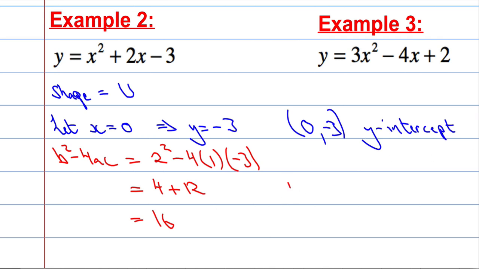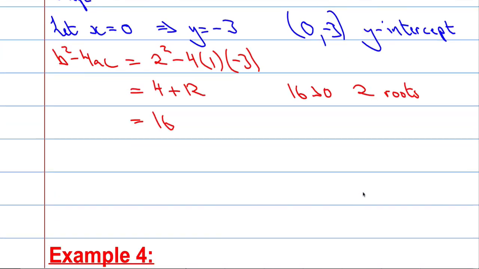So b squared minus 4ac is 16, which is positive. So let's write this over here. 16 is greater than 0. So we get 2 roots, or 2 solutions. Now let's work out what those solutions are. Those solutions must be when x equals 0. Oh, sorry, when y equals 0.